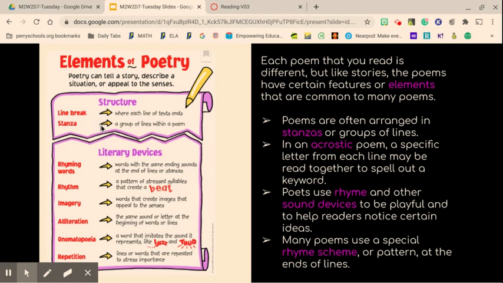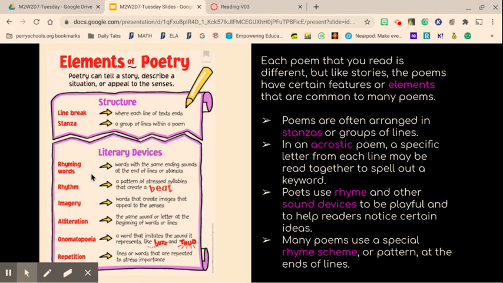And like I said, we have stanzas, which are groups of lines, and then a line break is where each line of poetry ends. We have rhyming words, so words that have the same ending sounds at the ends of the lines or of the stanzas. Rhythm is a pattern of stressed syllables that create a beat. So usually think about rhythm in music class.